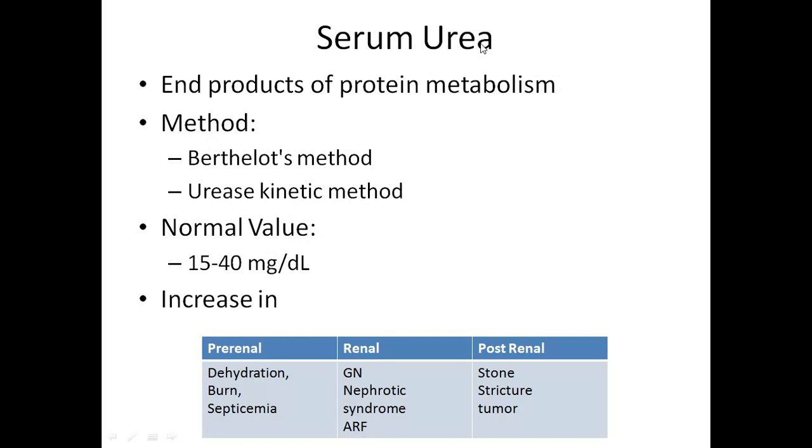Serum urea. Urea is an end product of protein catabolism. Methods for the estimation of serum urea include the Berthelot method and the urease kinetic method, which is also known as the enzymatic method. The normal value of serum urea is 15 to 40 milligram per deciliter. The level is increased in pre-renal, renal, or post-renal conditions.